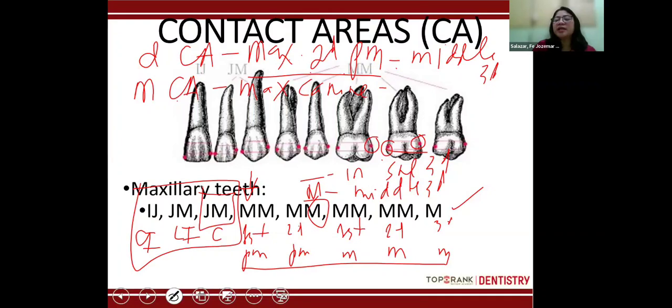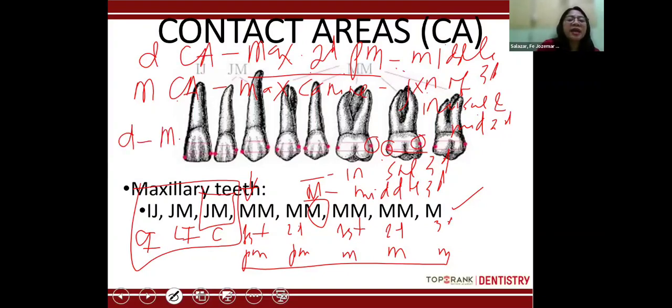What is J? Junction of the incisal and the middle third. Okay, another. Where can you find the distal contact area on a maxillary central incisor? This is the central incisor. Where again? Yes, it's still the junction. Okay? Questions on the maxillary contact area?